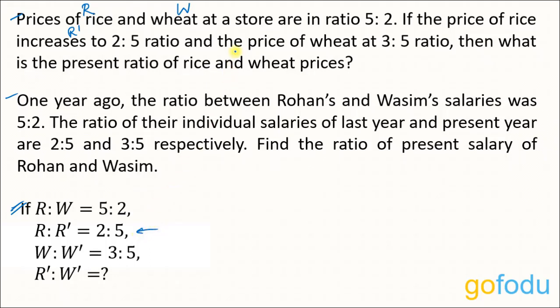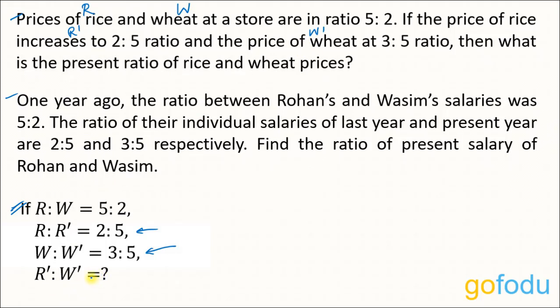Right? And the price of wheat increases in the ratio 3:5. So if the new price of wheat is W dash, then W is to W dash, old price of wheat to new price of wheat, is 3:5. That we can see here. And we have to find the present ratio of rice and wheat prices. So the present prices of rice and wheat are R dash and W dash. We have to find R dash is to W dash.